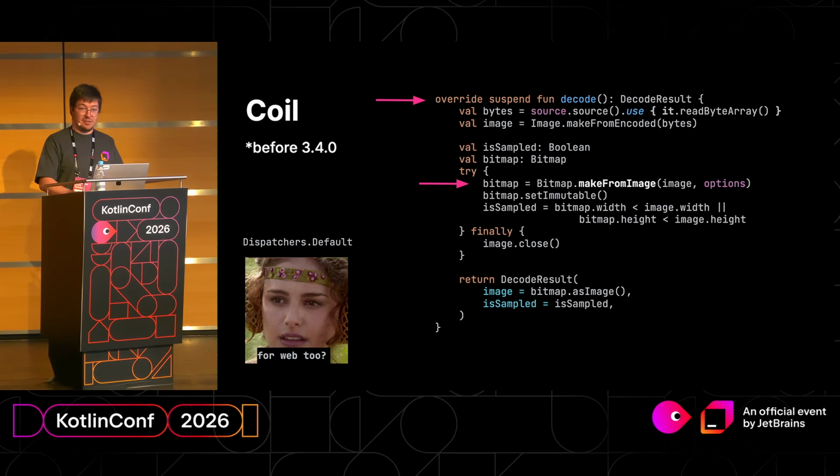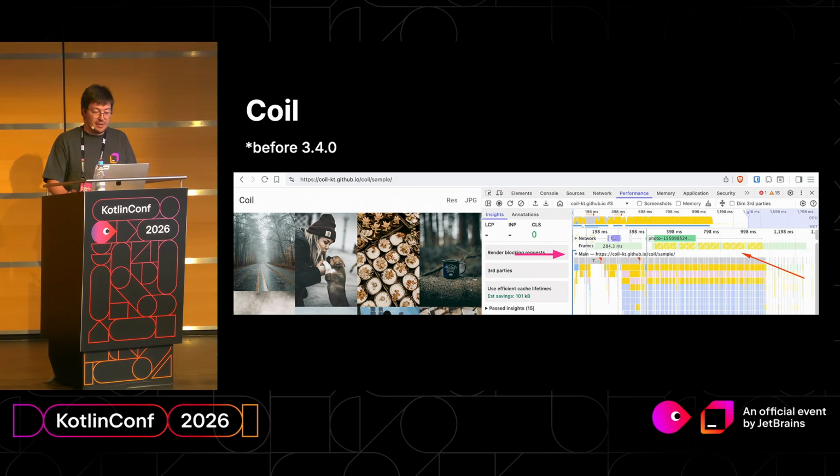Let's see in the browser debug tools. If you run the official Coil sample and look at the flame graph, you will see that we have only one main thread in the browser, and we have a lot of these small yellow squares there. It means we skip frames, and our UI, of course, is janky. That's why we need to discuss multi-threading in browsers.